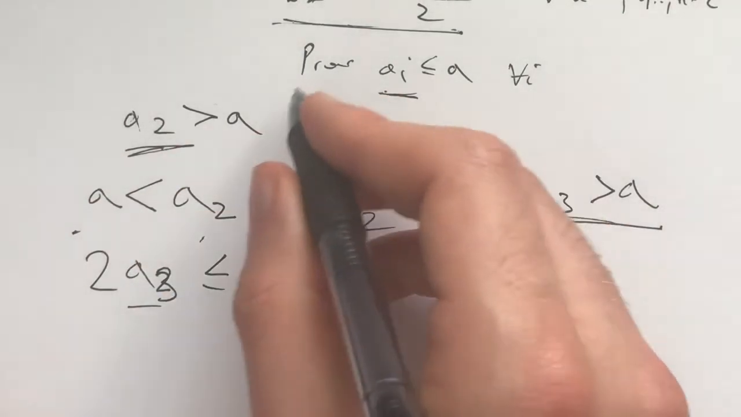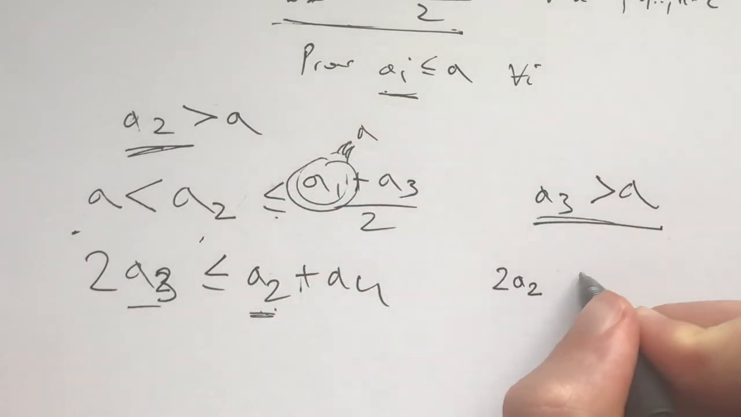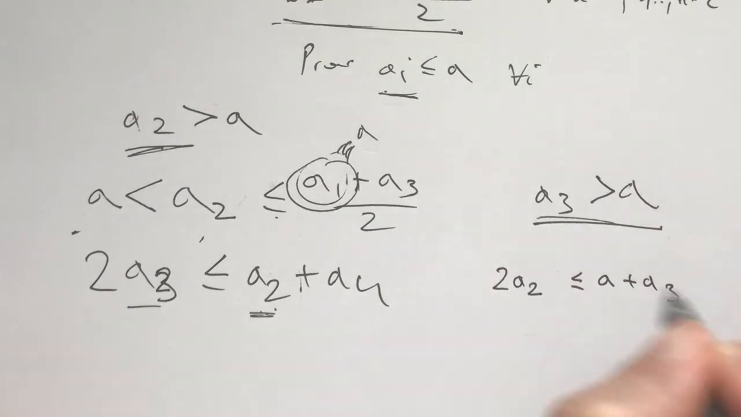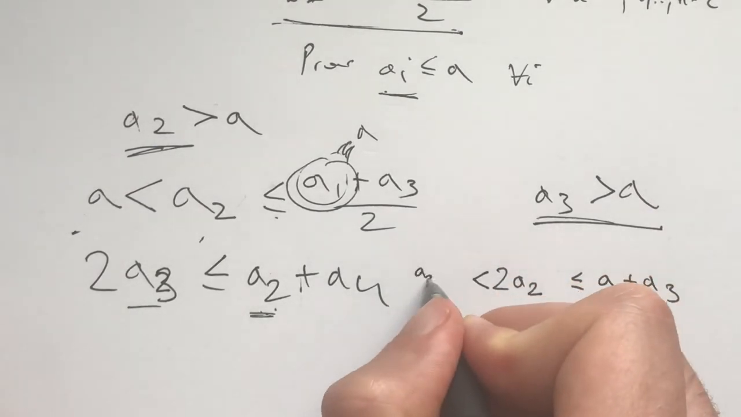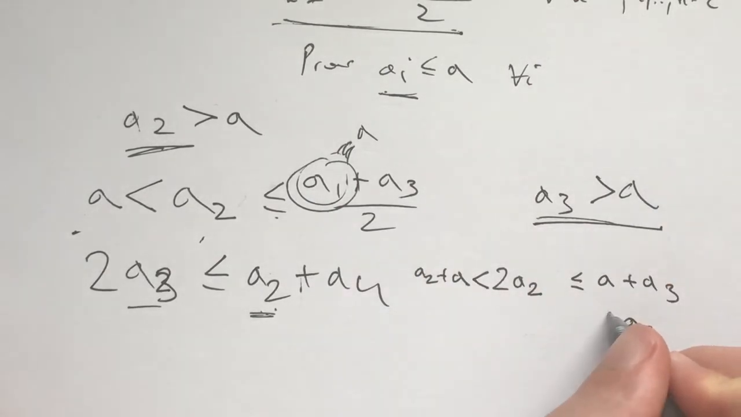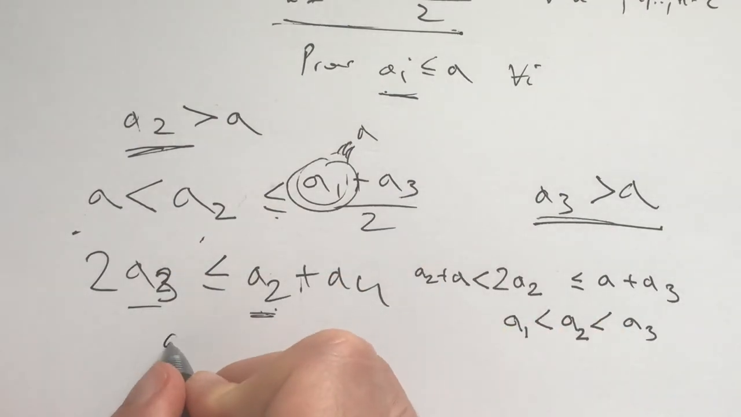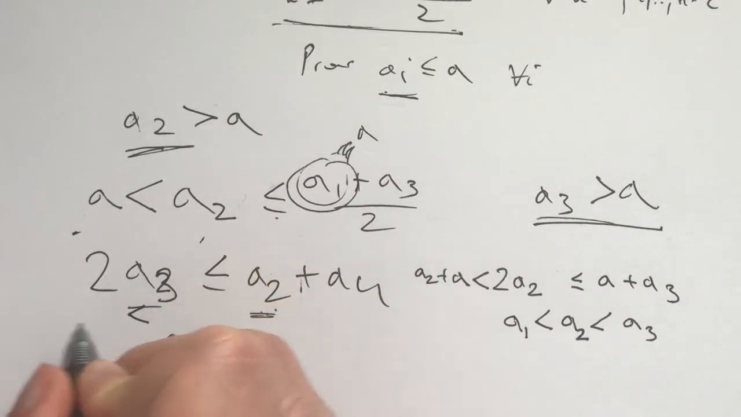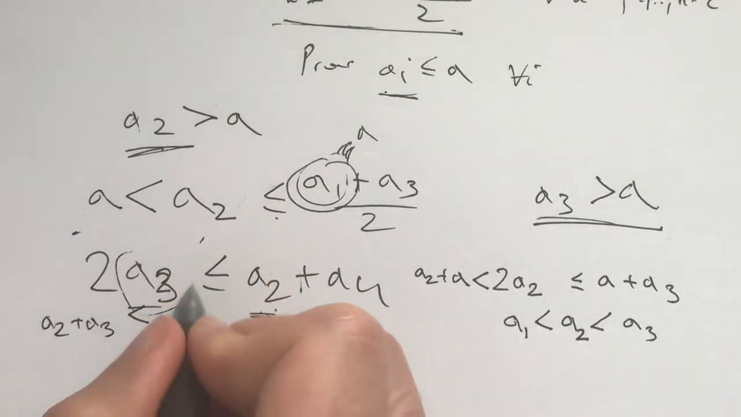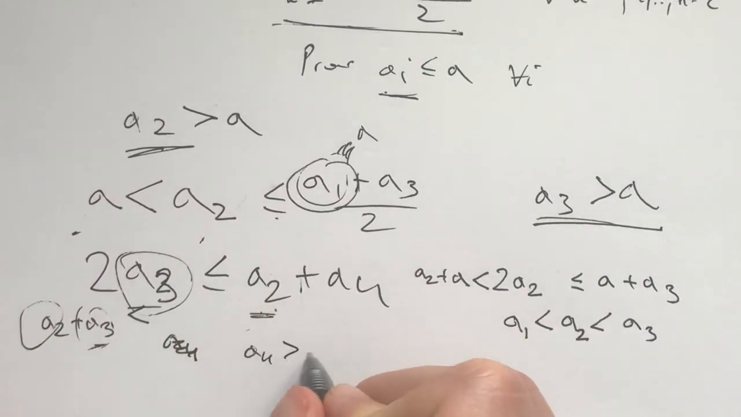So now let's look back at the first thing we had. a1 was equal to a. We have 2a2 is less than or equal to a plus a3, and this is greater than a2 plus a. So we have not only that a3 is greater than a, but it's greater than a2. And now from here, a2 is greater than a1, so we can get that a4 must be greater than a3. And how do we do that? Well, we know this is greater than a2 plus a3, because a3 is greater than a2 and a3 is equal to a3. So we get that a4 is greater than a3.